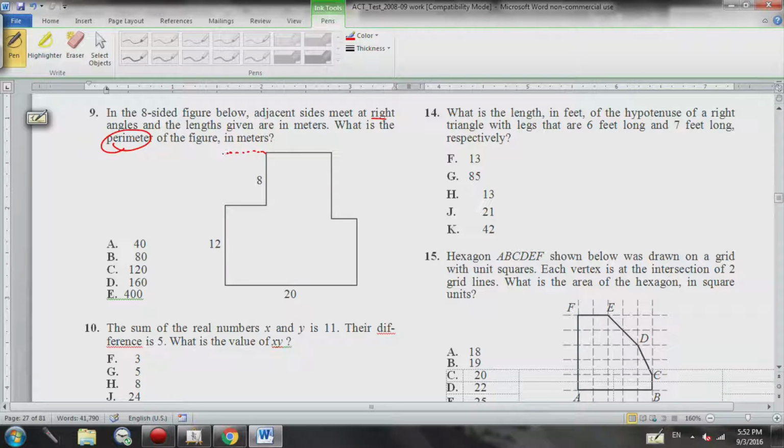This figure can be redrawn using the same sides. If you can imagine these being like sticks that can be moved around, okay? This stick can be moved over here, this stick can be moved over here, this stick can be moved over here, and this stick can be moved over here. Then you have a nice figure like this. So now you have this figure which is a rectangle, in fact it is a square, because this stick is 8, so 12 plus 8 is 20. So this is a 20 by 20 square.